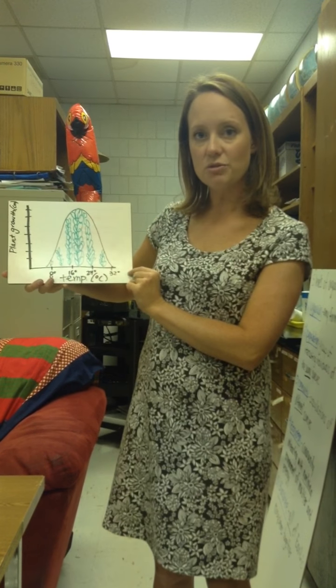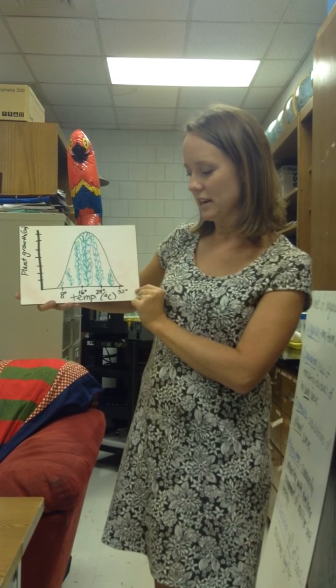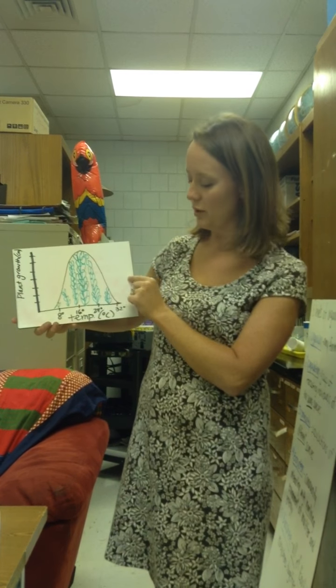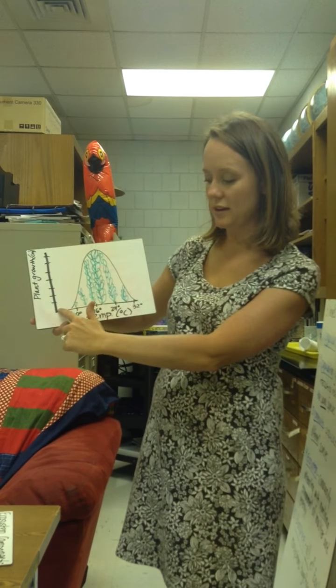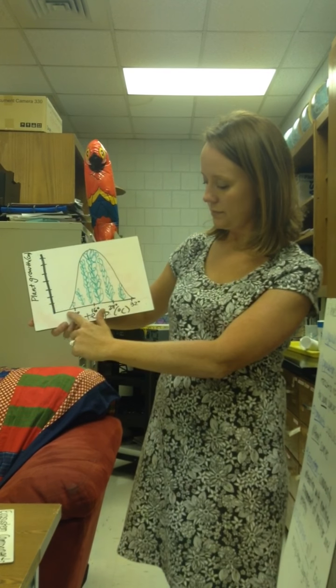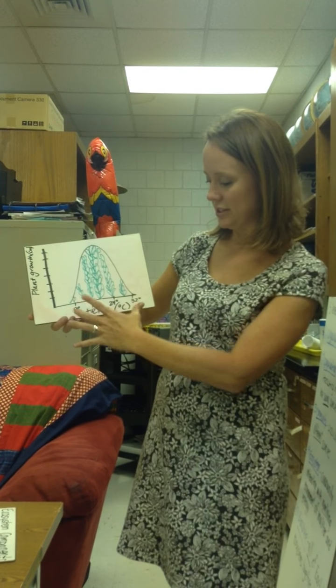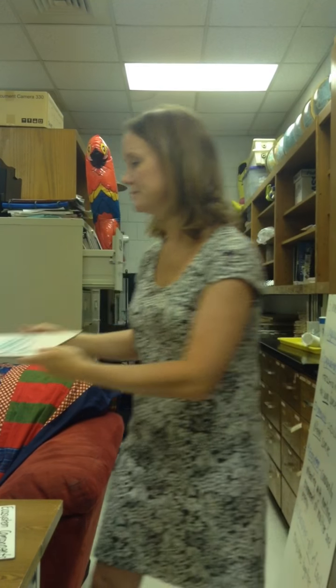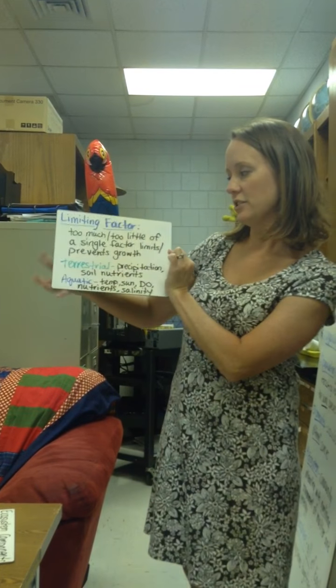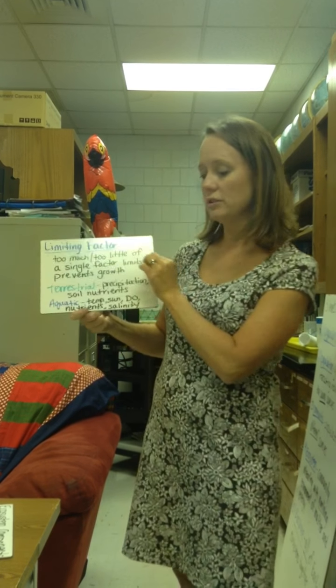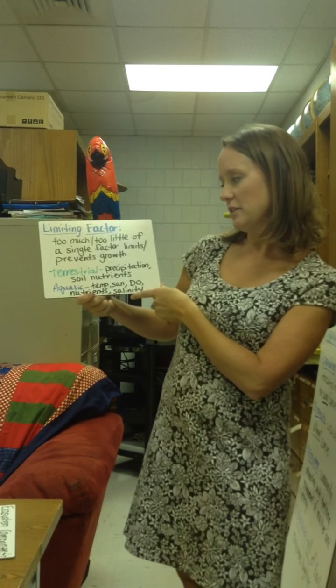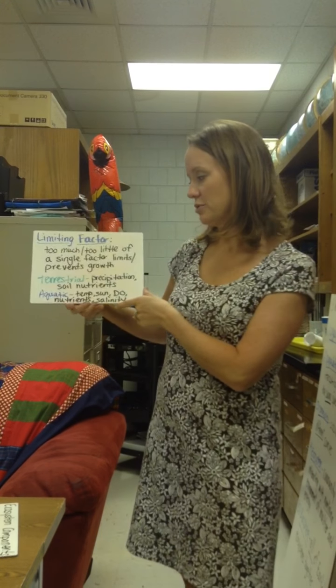Anything that limits growth we refer to as a limiting factor. So in this particular graph, what is limiting plant growth, both at the minimum and maximum temperatures, is temperature itself. To define limiting factor, it's either too much or too little, in that case temperature, of a single factor that limits or prevents growth.